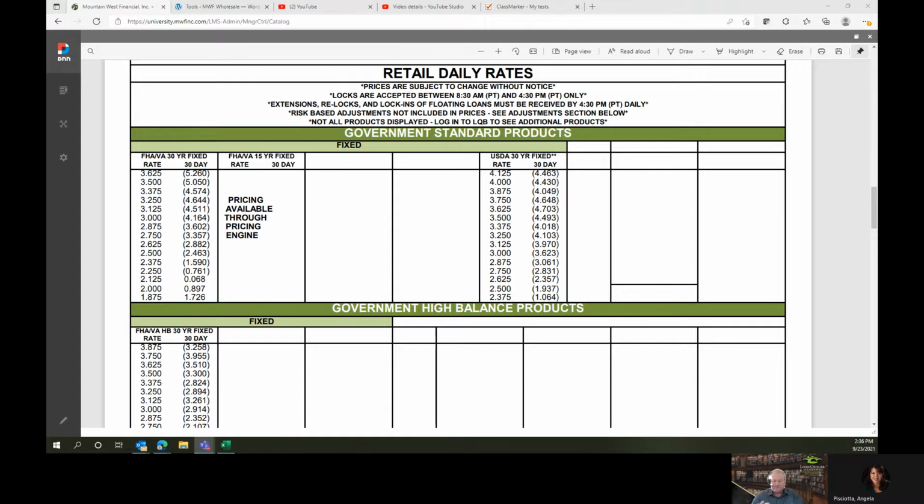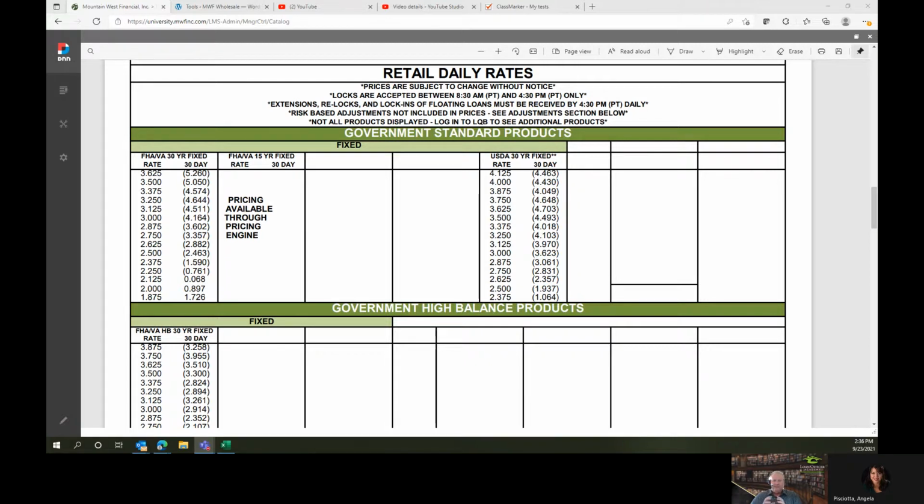Okay, so just some general information first, then we'll actually look at the rate sheet. Always remember to look at the right rate sheet. Is your loan a government loan? Is it a conventional loan? You need to be looking at the right rate sheet to get the right answers.